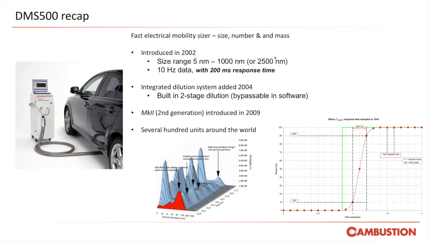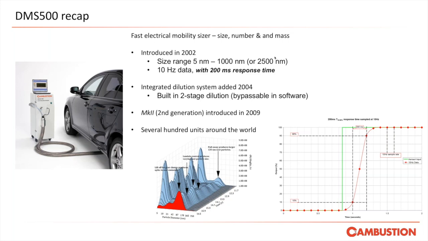So a recap on the DMS500, it is a fast electrical mobility sizer. It gives you size, number, and mass in real time. We introduced it to the market 18 years ago now, and it has a size range of 5 nanometers to 1 micron, or in a special version, 2.5 microns, which could be switched between the 1 micron and 2.5 micron ranges. It gives you 10 hertz data, but most importantly, it does that with a 200 millisecond time response. So it will respond to a step change in concentration in just 200 milliseconds.